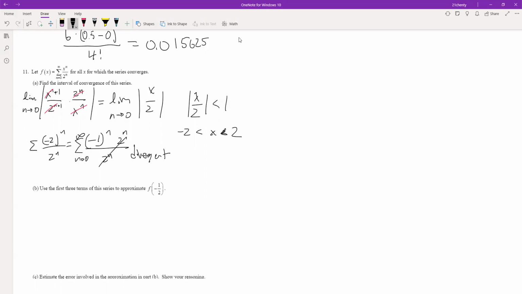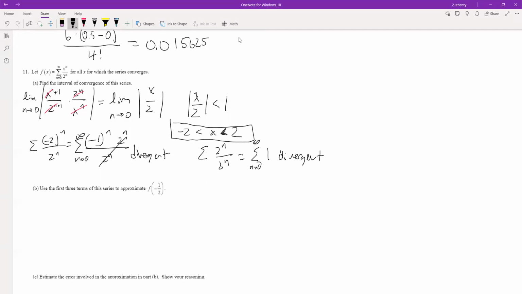And so now we'll test 2, and we get 2 to the n over 2 to the n, or just 1, which is just adding 1 infinite times, which is obviously divergent. So this is our final answer.